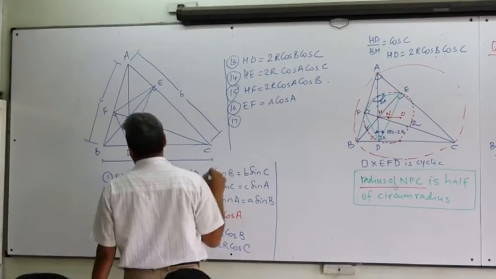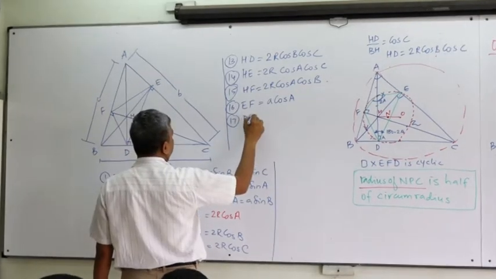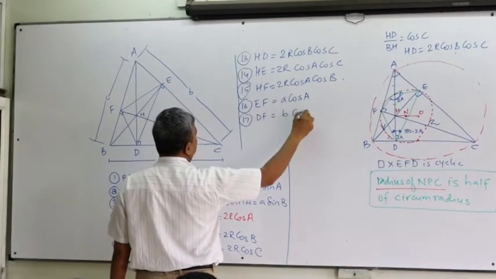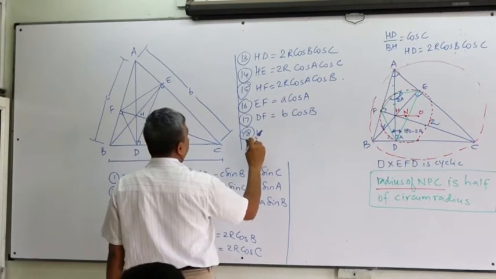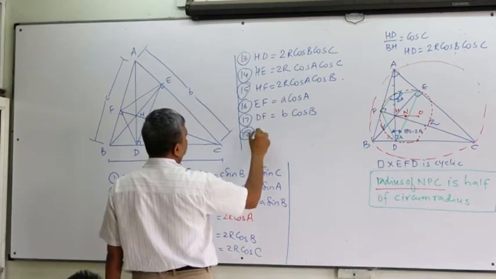17. DF is B cos B. And 18 EF, no, who was it? ED.